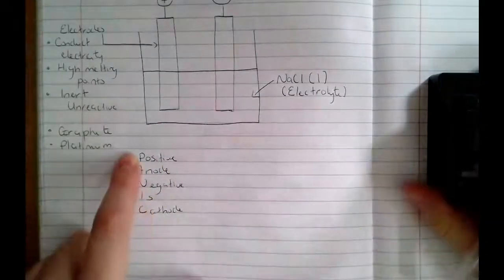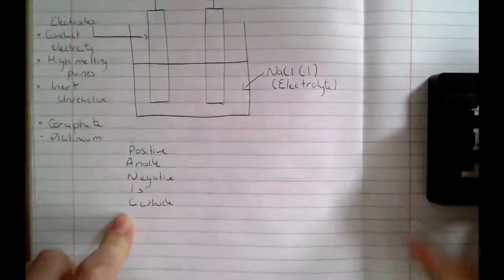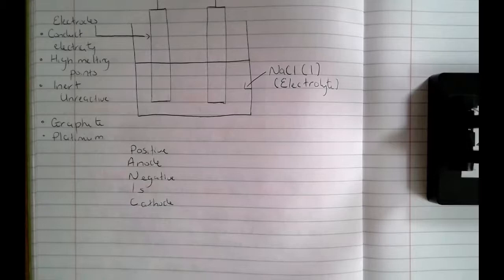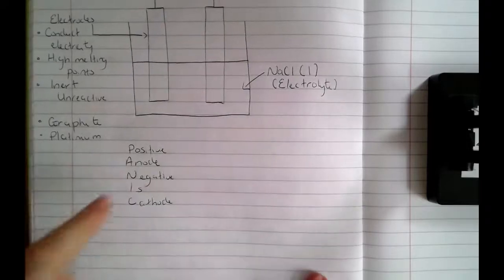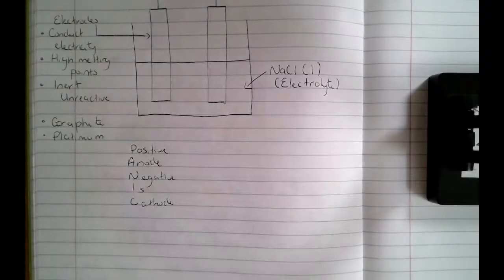So the positive electrode is called the anode, the negative electrode is called the cathode. It's just a way to avoid saying positive electrode and negative electrode all of the time. Instead of saying positive electrode, you'll just say anode. Instead of saying negative electrode, you will just say cathode.